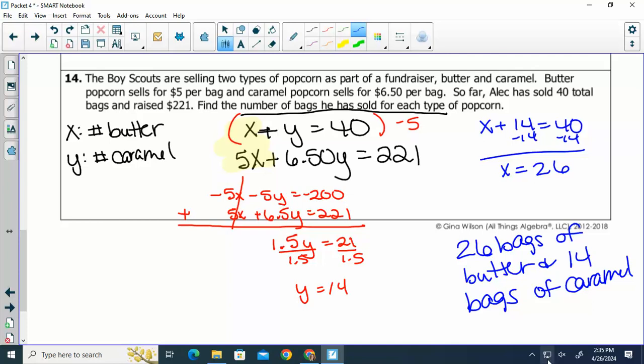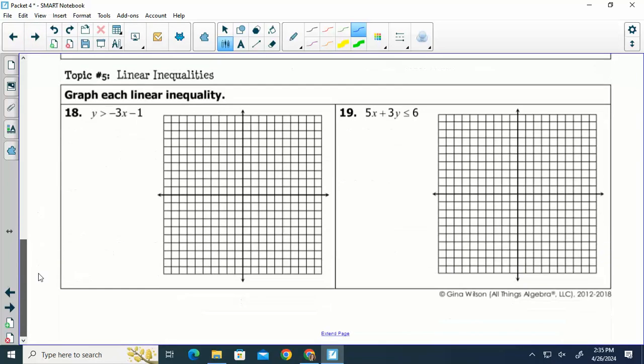I want to do 2 more problems. Questions so far? Okay, let's look at 18. You guys remember how to do inequalities?